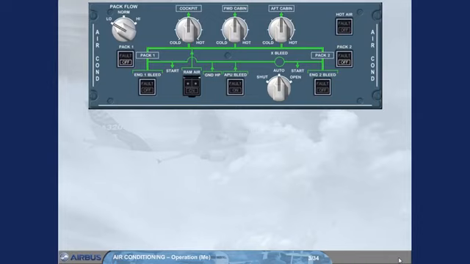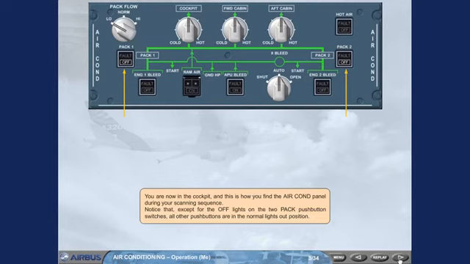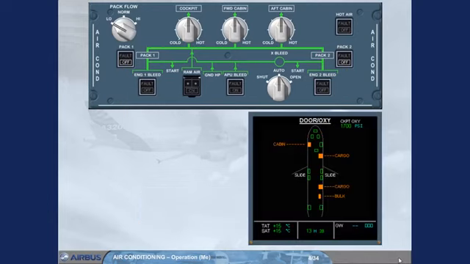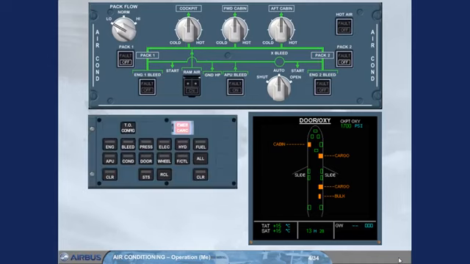Notice that, except for the off lights on the two PAC push-button switches, all other push buttons are in the normal lights out position. One step of the cockpit pre-flight check is to extinguish all white lights on the overhead panel, so that you can watch what is happening. Let's have a look at the ECAM bleed page.